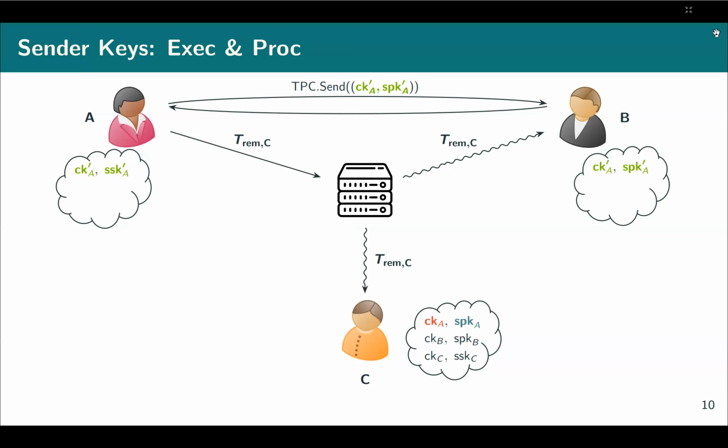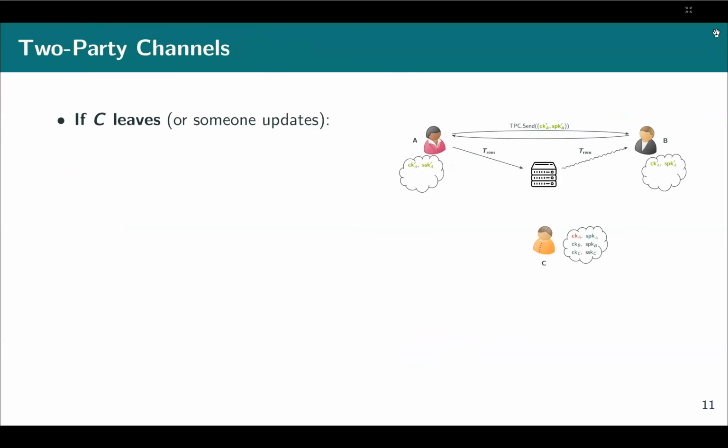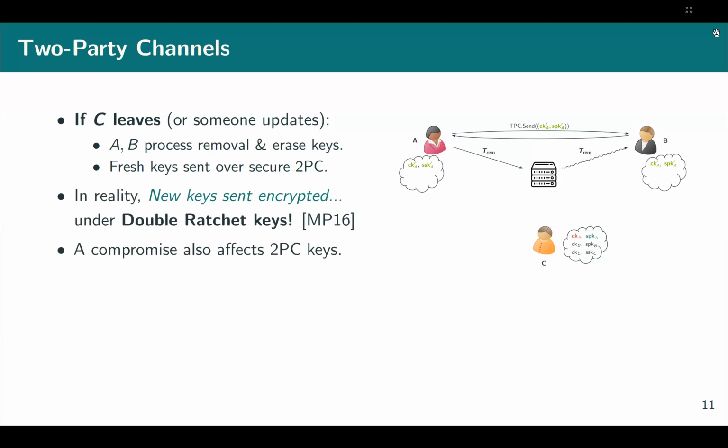You just sample a new pair of keys and you distribute them over this two-party channel, and then you recover the security of the protocol in case your keys are compromised. Is this the case? We need to be a bit more careful, because these fresh keys that we're sending are not perfectly secure. They are cryptographically secure. In particular, they are encrypted under some keys. In reality, this is going to be another messaging protocol. They can be the double ratchet, which is a common choice we see in practice.